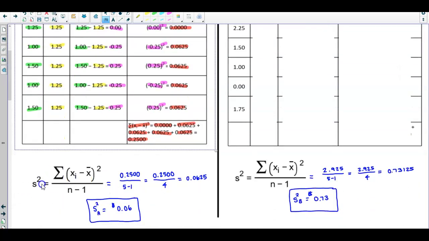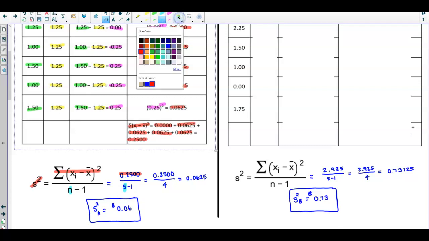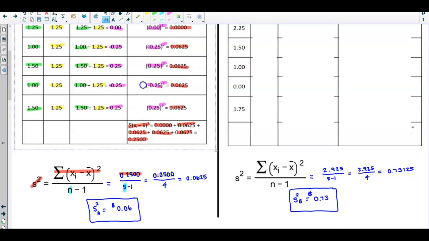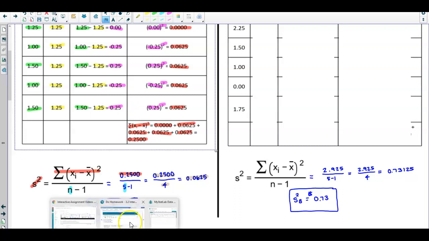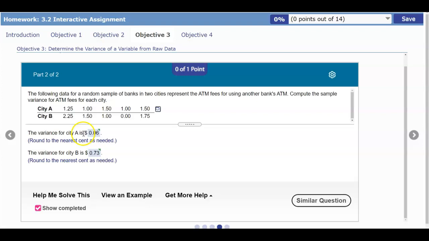Now we're going to plug it into the variance formula. For the sample variance, the symbol is s squared. We take the numerator, which is 0.2500, the sum of the squared deviations, and divide it by the sample size of 5 minus 1. That gives us 0.2500 divided by 4, which gives us 0.0625. We're going to round the variance to the nearest cent, so the variance for city A is 6 cents. So, coming back here, we get 6 cents for the variance.